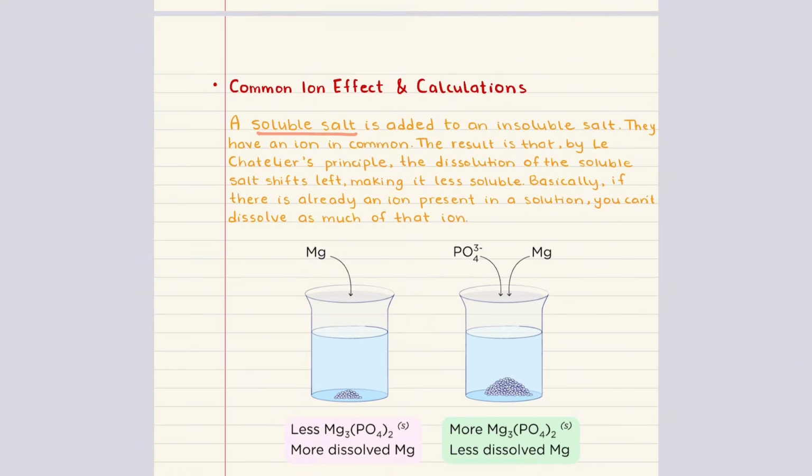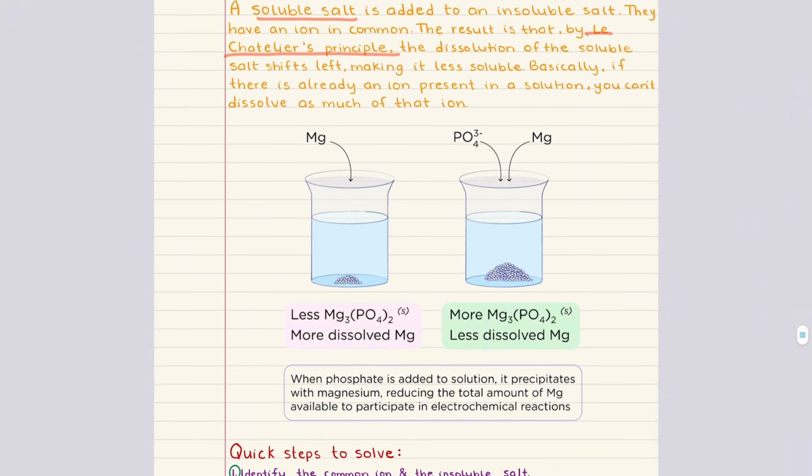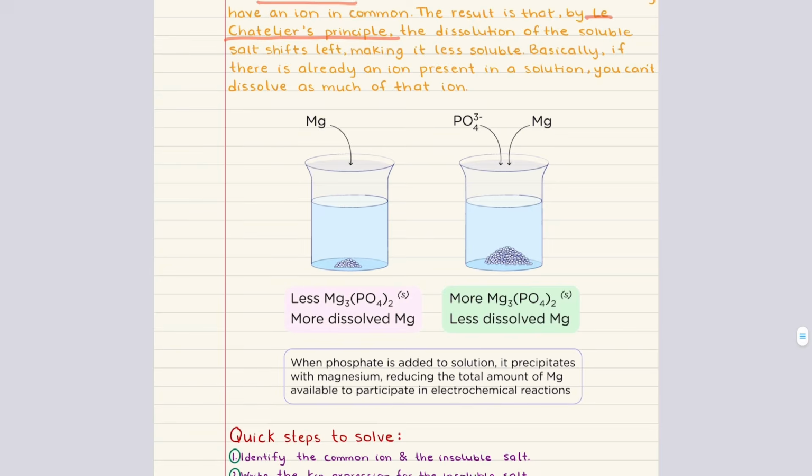And this idea is really just an application of Le Chatelier's principle. Remember, if a system at equilibrium is disturbed, it's going to respond by shifting in the direction that counteracts the change. Let's look at a concrete example. Consider magnesium phosphate dissolved in water.